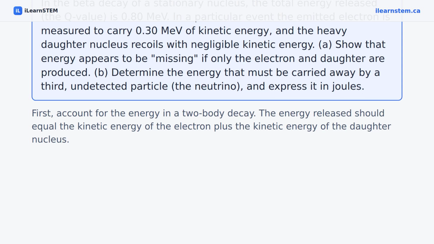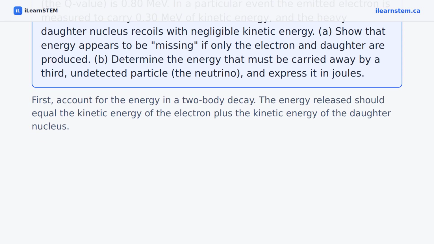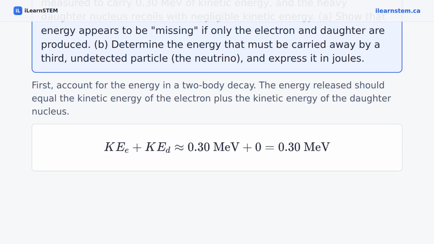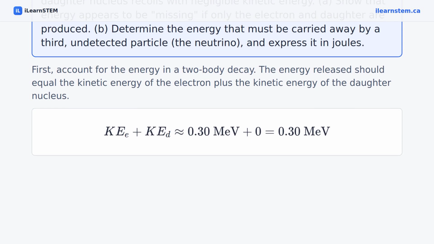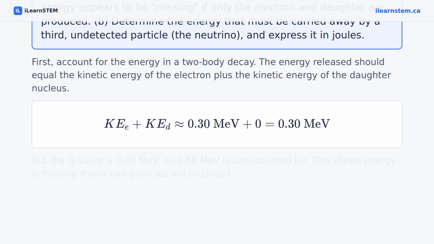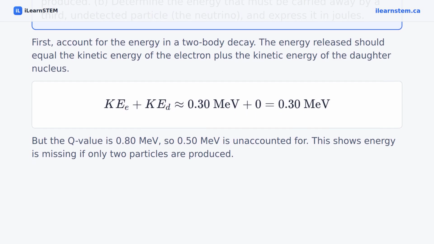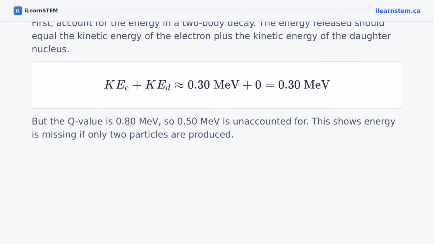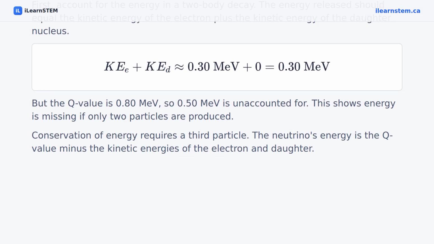The energy released should equal the kinetic energy of the electron plus the kinetic energy of the daughter nucleus. The electron's kinetic energy is 0.30 MeV, and the daughter's is negligible, so the total is about 0.30 MeV. But the Q value is 0.80 MeV, so 0.50 MeV is unaccounted for. This shows energy is missing if only two particles are produced. Conservation of energy requires a third particle.